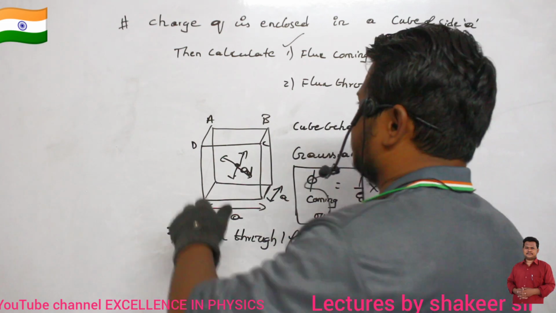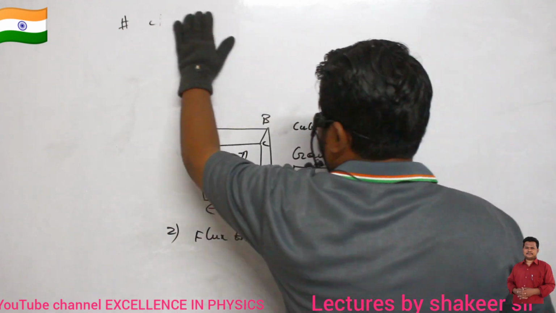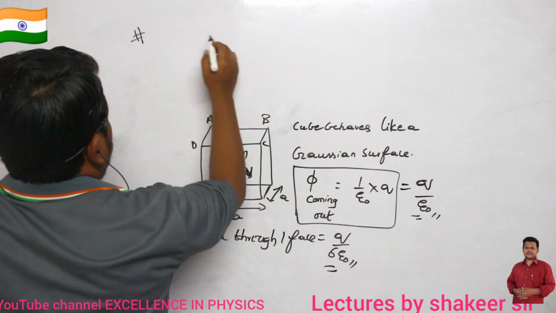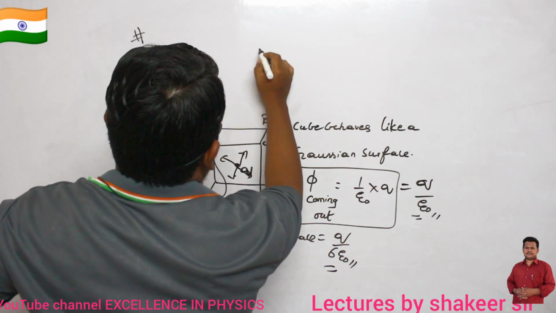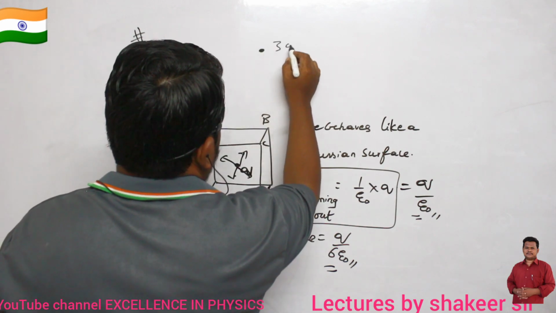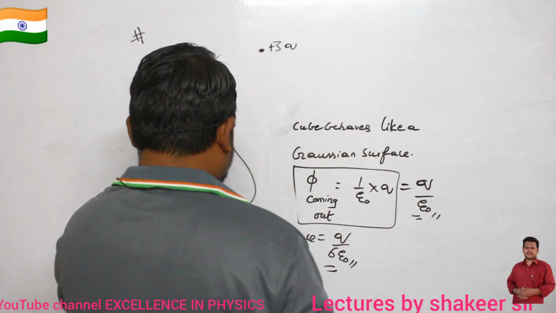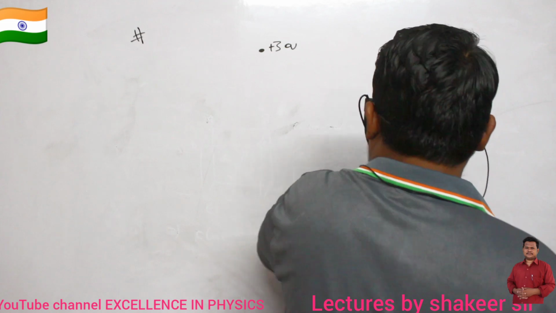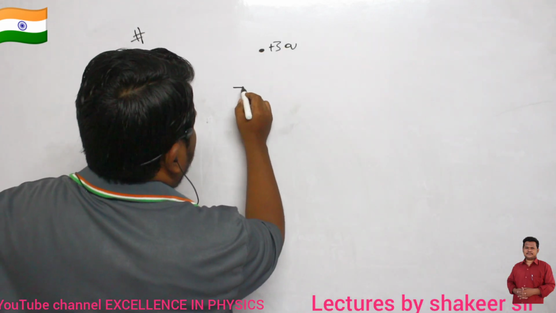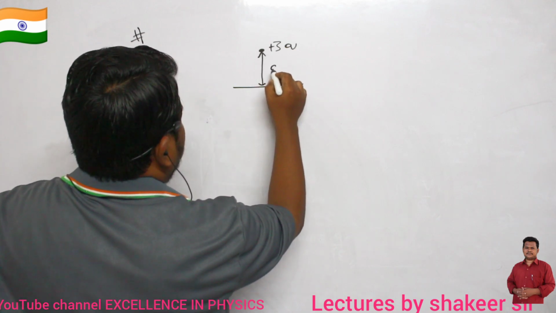If I give one more question, how can I write the question? Let us see. A charge is present here. This is a charge, so the charge is plus 3Q. Clear? Let this be at a distance of A.